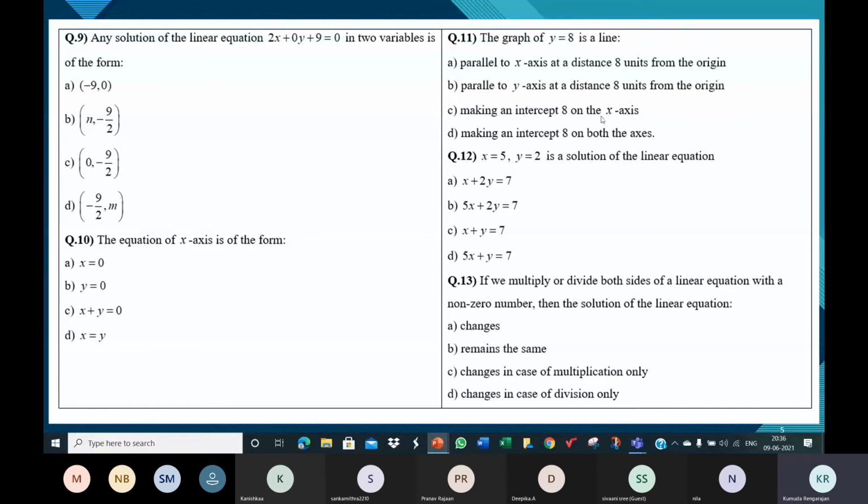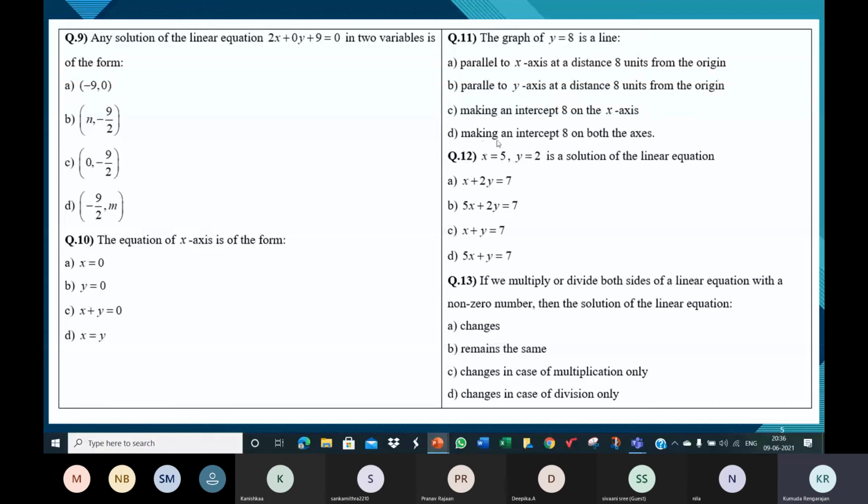No, this is possible only if the graph intersects, meets the x-axis. Now, this graph will not meet the x-axis. It will be parallel to the x-axis. So this cannot be the option. Making an intercept 8 on both the axes means the graph meets the x-axis at 8, 0 and the y-axis at 0, 8.